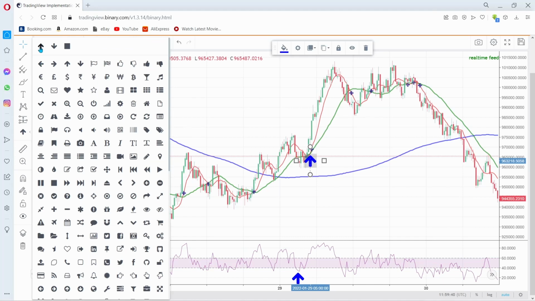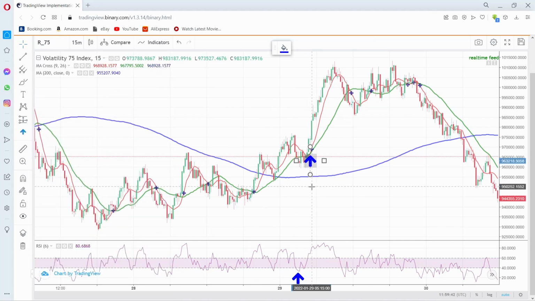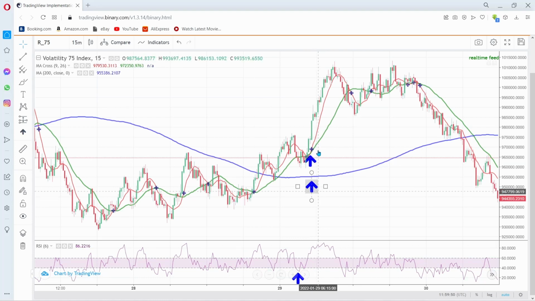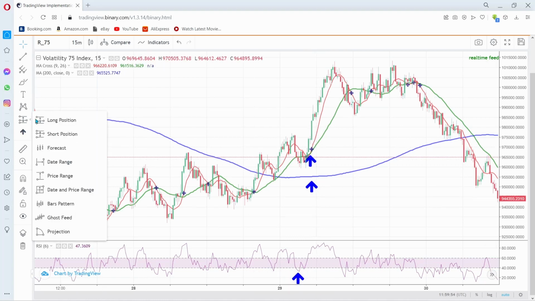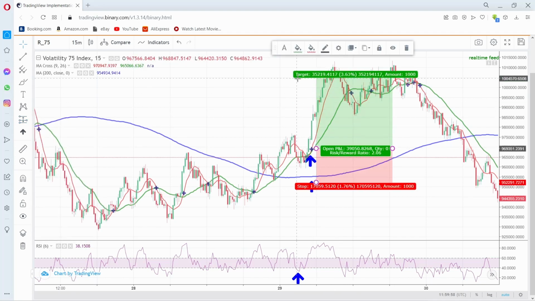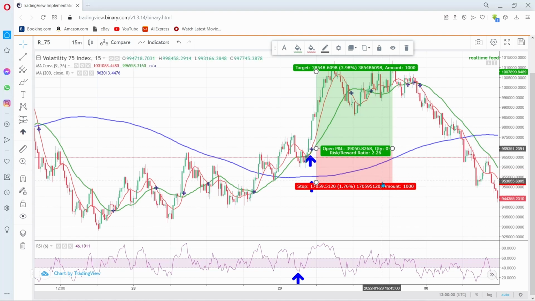For the last one, make sure the crossover happens above the moving average. So we'll call it a make-sure one. As you can see, we've got three lined-up confirmations. Just enter, man. Enter and forget. It is what it is. I don't see any reason for you not to make money.